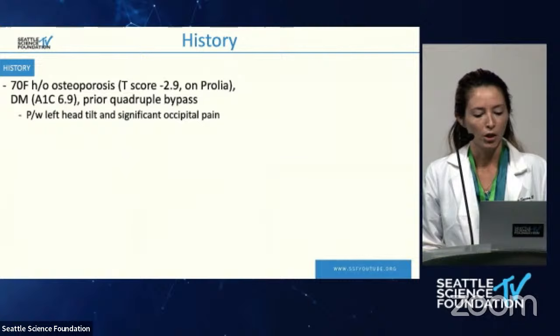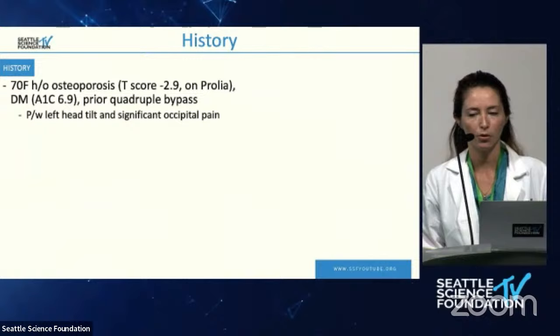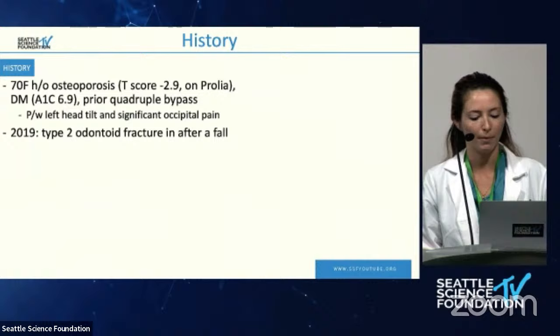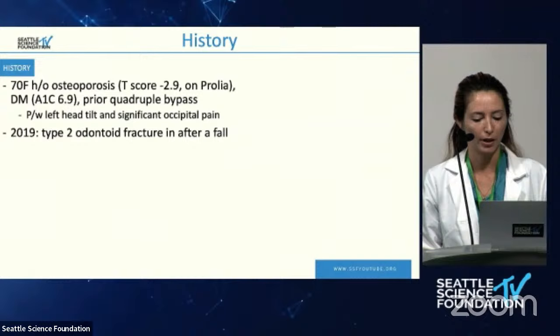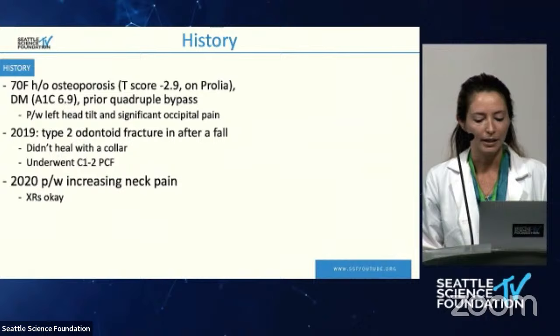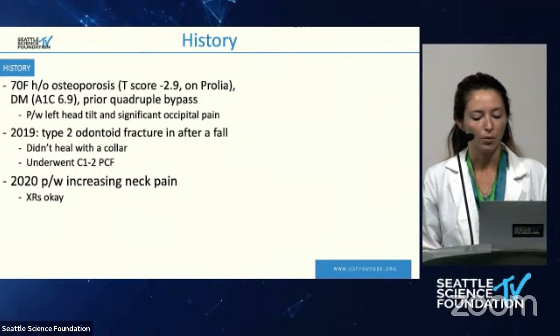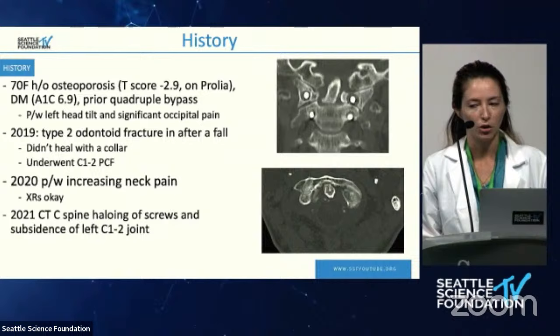So just for a brief history, she had a mechanical fall in 2019, which resulted in a type 2 odontoid fracture. Initially, the outside surgeon tried conservative management with a Miami-J. However, she wasn't healing and had a greater displacement of her odontoid, so she underwent a C1-2 fusion. She did well initially, but presented back in 2020 with increasing neck pain. There was a delay in getting her CT until 2021, and at that point, it showed significant loosening of the hardware and erosion of the left inferior C1 lateral mass.